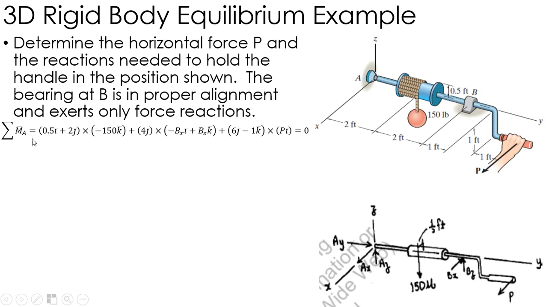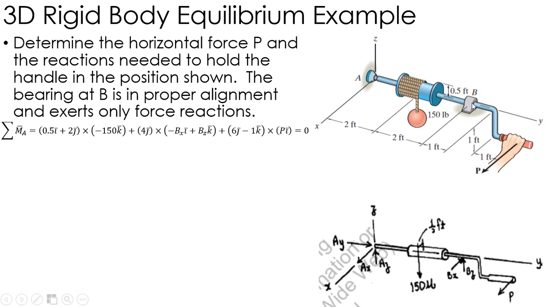So again, I'm summing about A, so I have R cross F 3 times, and that's because I have forces. I have the 150 here, I have 2 forces at point B, and then I have the force P. So I have those 3 different R vectors from A to each of those forces. So we'll start with the 150. The R vector is the radius of the drum in the x direction, and then 2 feet down the y-axis. So I get 0.5i plus 2j crossed with the negative 150 in the k direction.